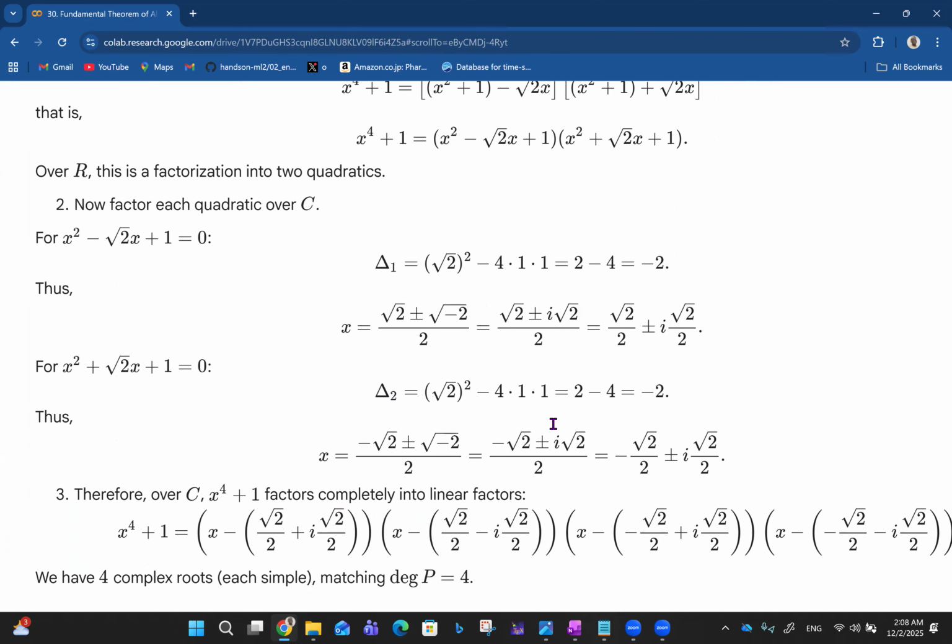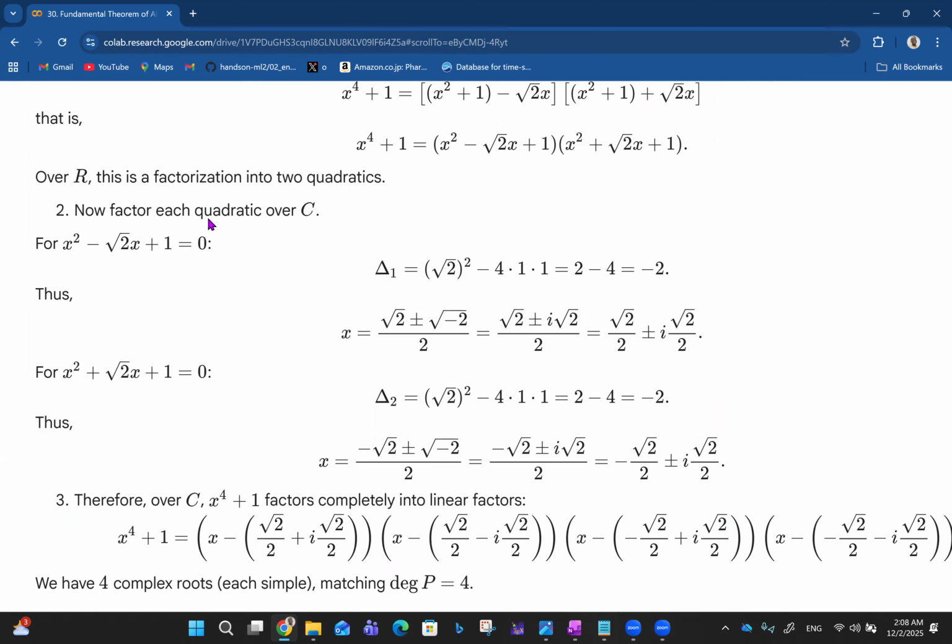Then we can factor again. We can then factor each quadratic over the complex number system. So for x squared minus root 2x plus 1 equals 0, we have the discriminant, that's b squared, that's minus root 2 squared minus 4 times 1 times c. We have 2 minus 4, that's minus 2.